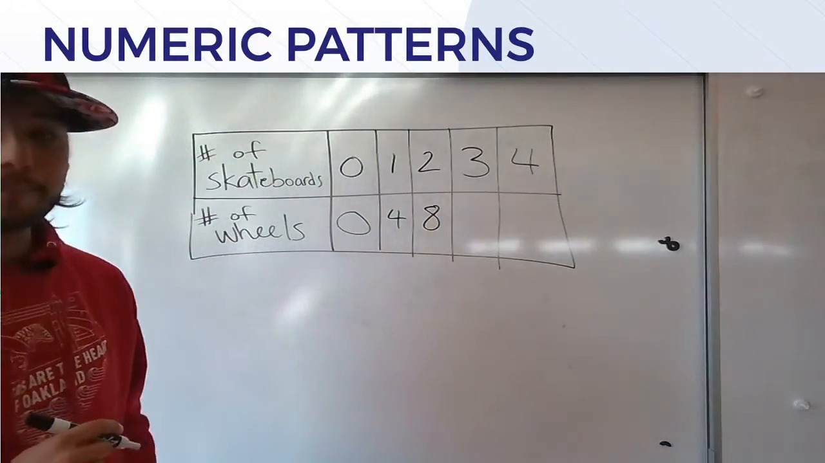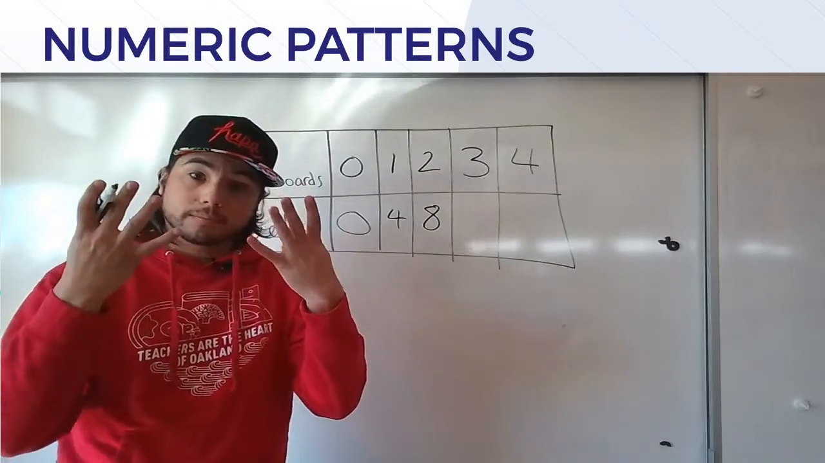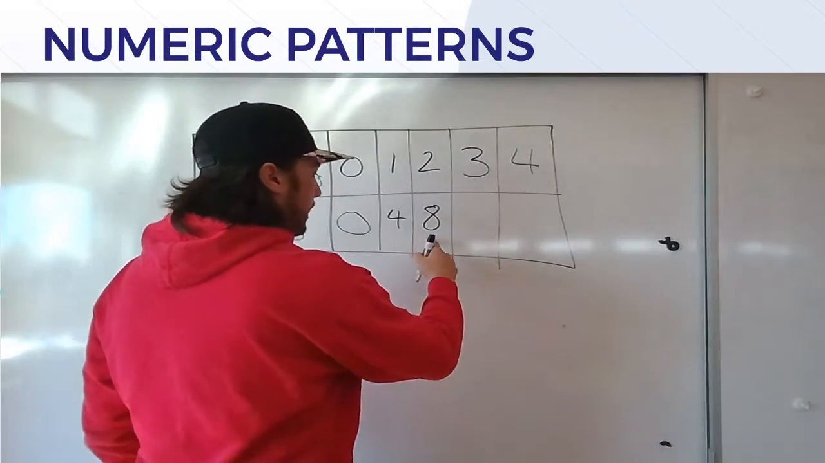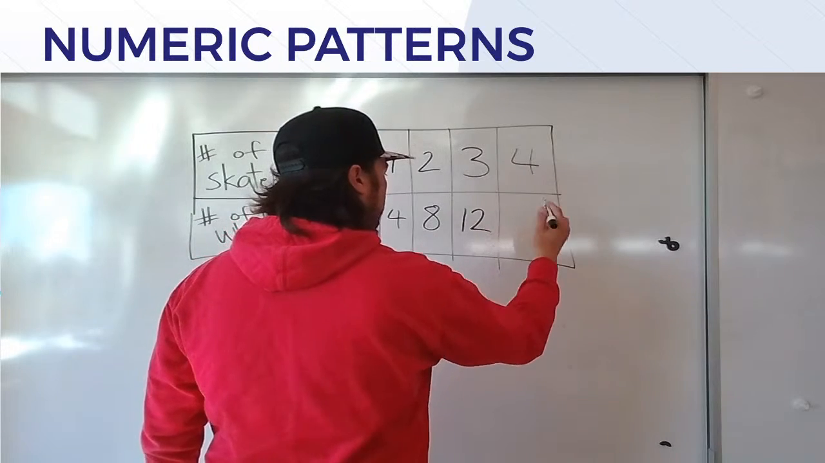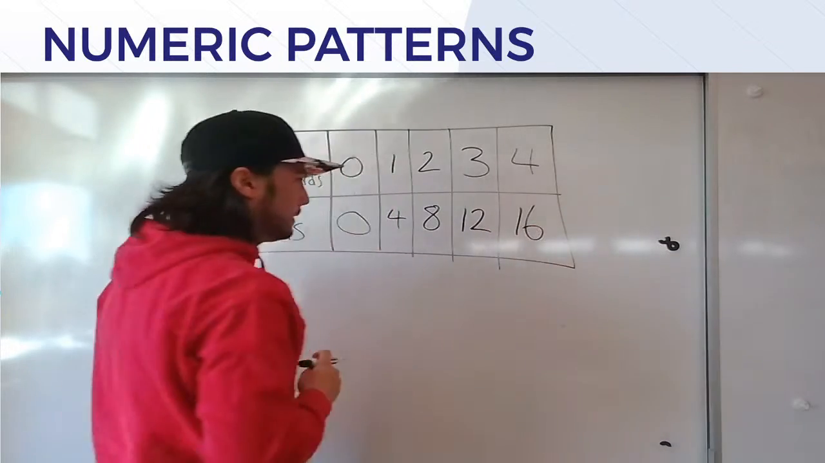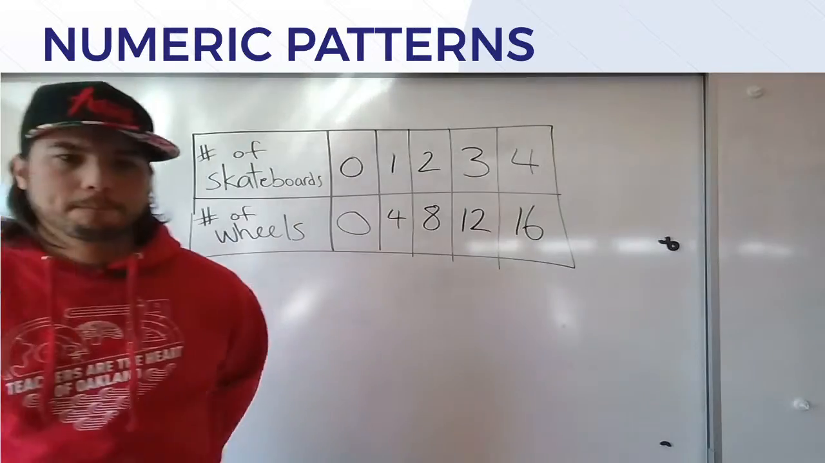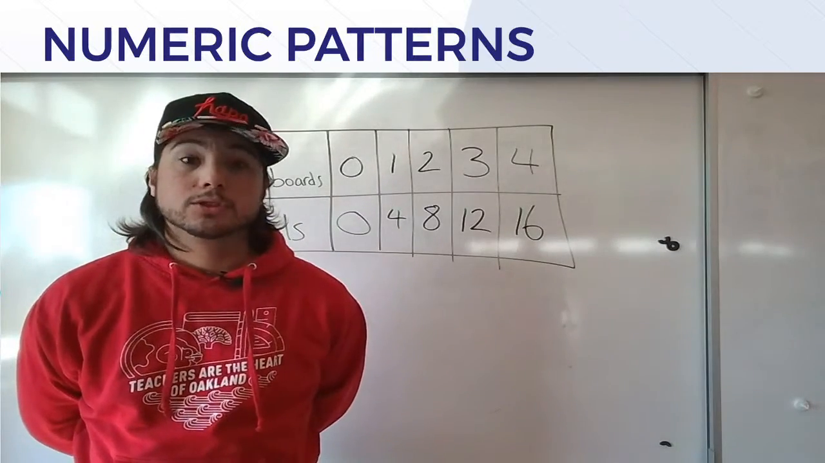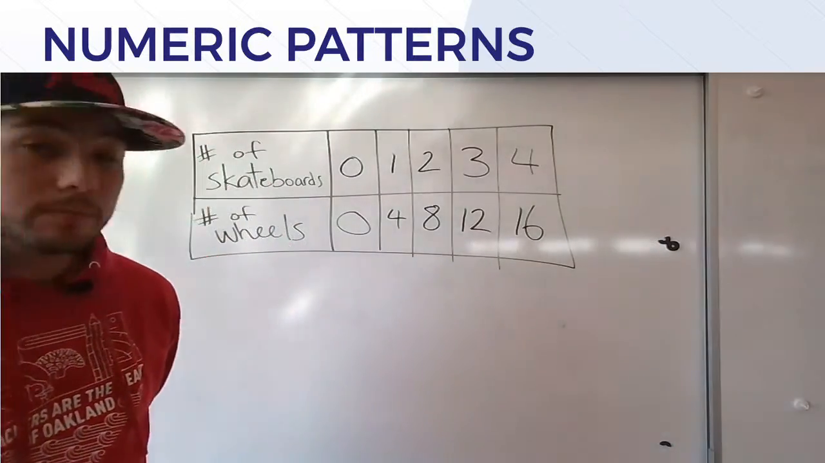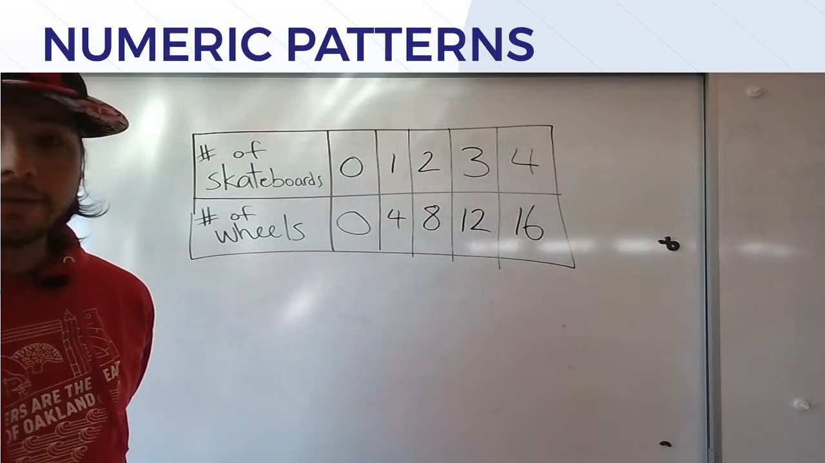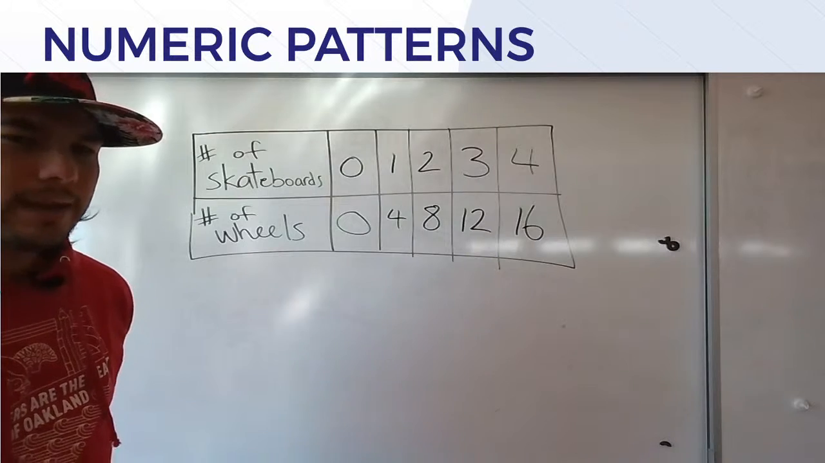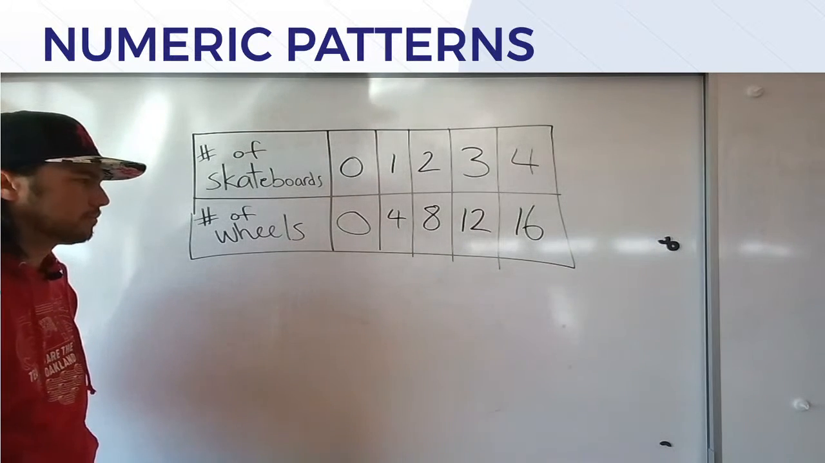8 wheels, yep, 4 plus 4, right? Then from there, 8 plus 4, 12. 12 plus 4, 16, okay? And then so on and so forth. 5 skateboards would be 20 wheels, 6 skateboards would be 24 wheels, and so on, okay? Now let's think about an expression for this.